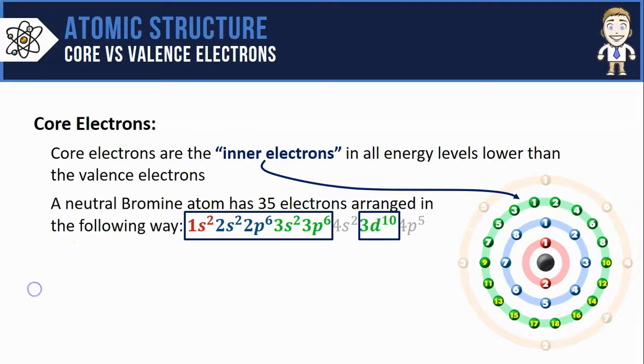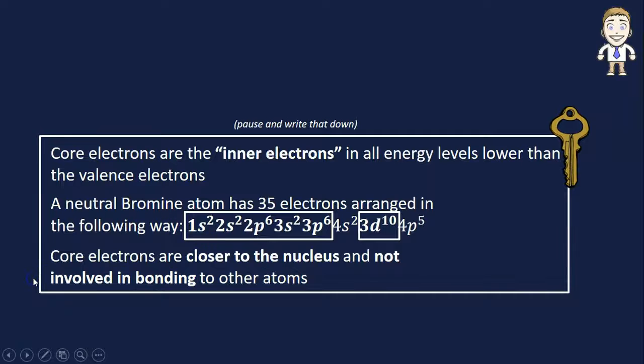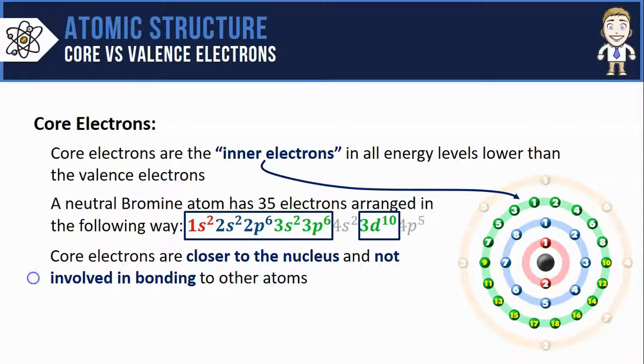What's so special about core electrons? Well, they're closer to the nucleus. That's going to matter for some stuff later on. These are also not involved in bonding to other atoms. These are some important key ideas related to core electrons. Make sure to write them down.